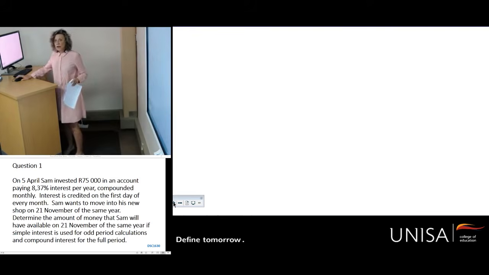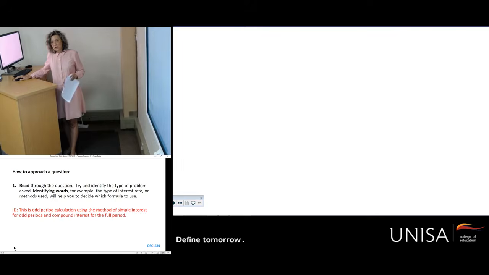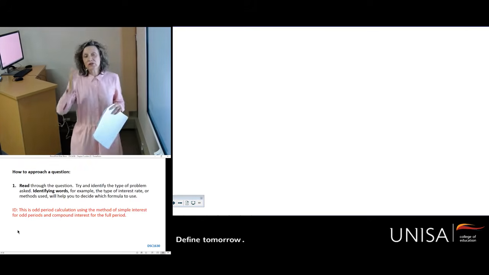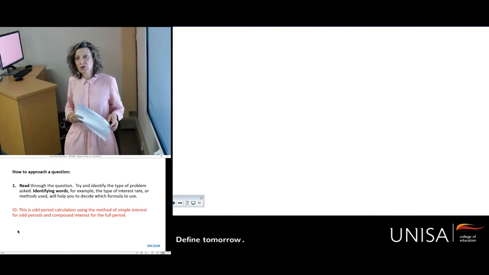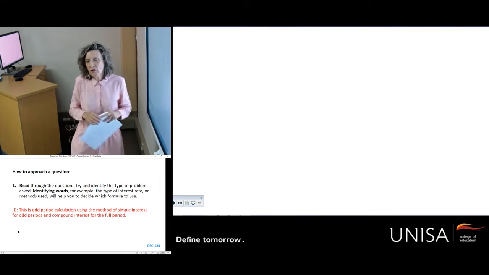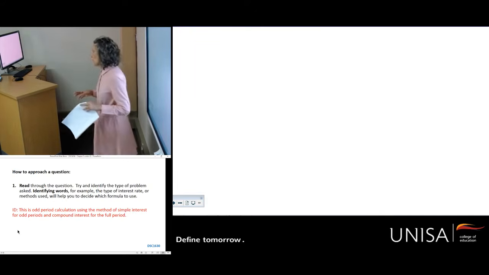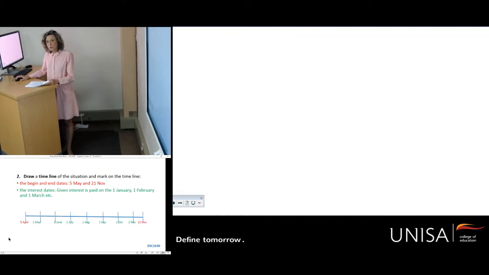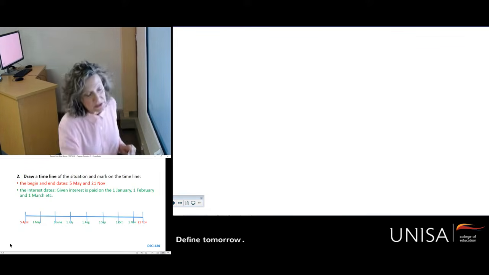Now again, we've got a cake recipe, as you all know I like the cake recipes. How do we approach this question? Very important, as we did already, we read through the question and identify it by those specific identifying words. In this case, it was the odd period calculation, and the method was given to us as well. The first thing then is we draw our timeline. If you can remember, let's go to our board.